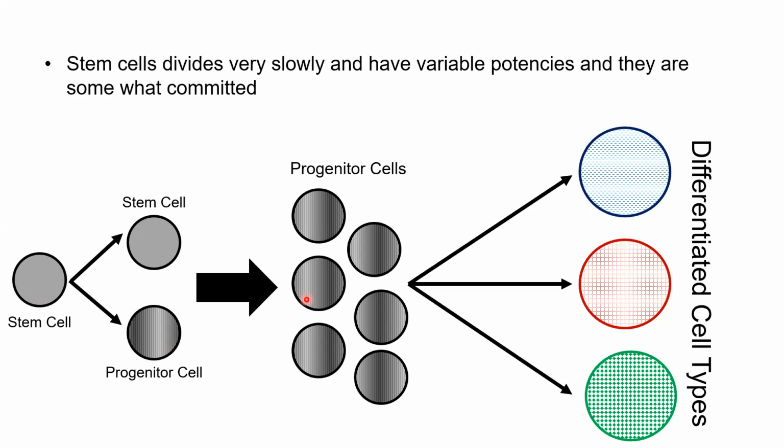Now, these progenitor cells, they are multipotent. They can give rise to a number of cell types. But these cells, they are unipotent or bipotent because they are more differentiated. So when we say they are more differentiated, then they have less potencies.